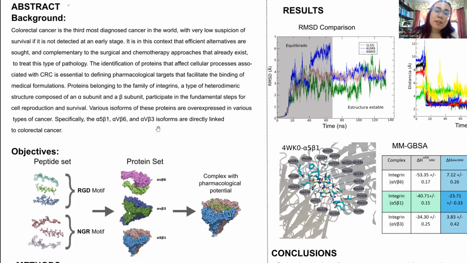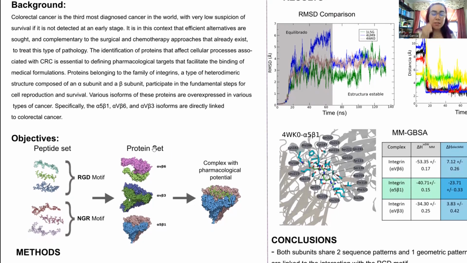The identification of proteins that affect cellular processes associated with colorectal cancer is essential to define pharmacological targets that facilitate the binding of medical formulations. In this necessity, we were able to find a family of proteins that is called integrins that are related to fundamental steps for cell reproduction and survival. Various isoforms of those proteins are overexpressed in colorectal cancer, and specifically the integrins called alpha 5 beta 1, alpha V beta 6, and alpha V beta 3 were the ones that we used in this investigation because they were linked directly to colorectal cancer.